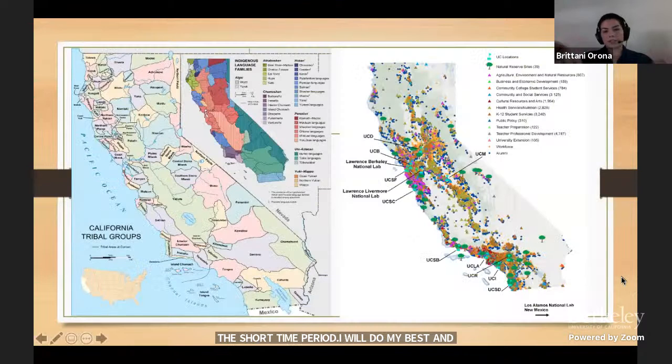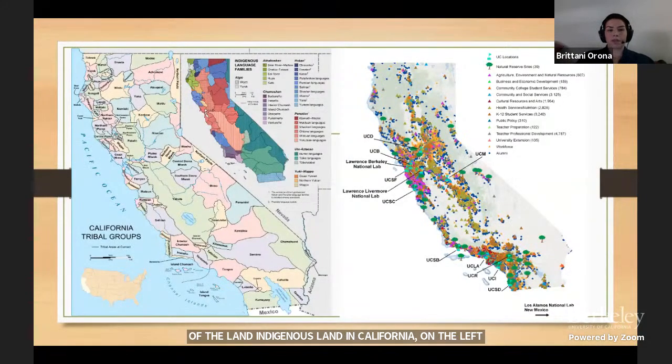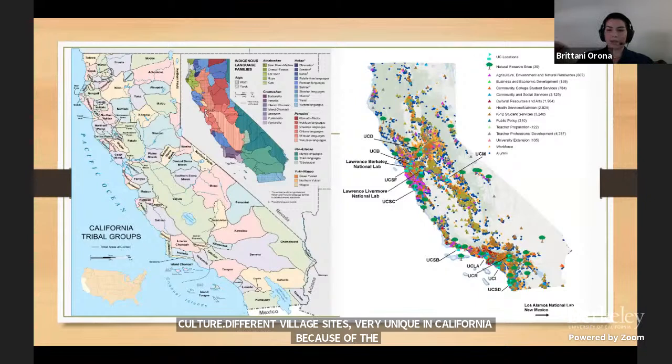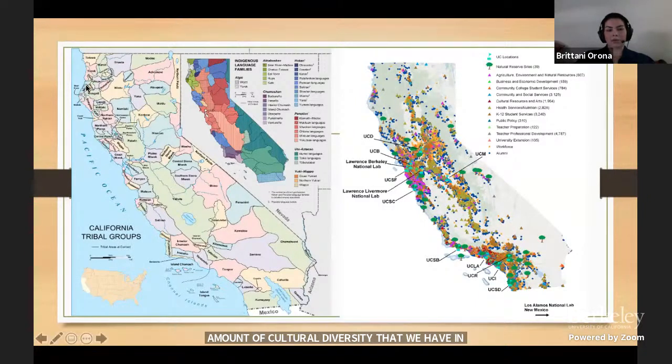So this is just to give you a context of the land, indigenous land in California. On the left, we have California tribal groups and indigenous language families. Of course, every tribal group is different. We have different traditions, different culture, different village sites. We're very unique in California because of the amount of cultural diversity that we have in this state. My people are here up in Hoopa Valley in Humboldt County, Northwestern California.